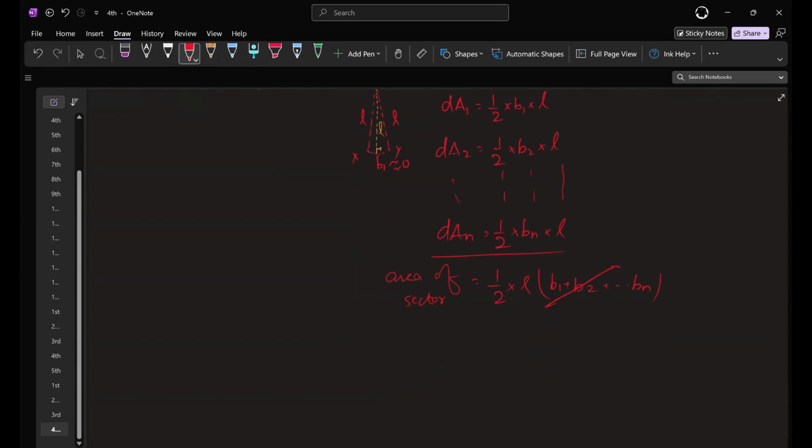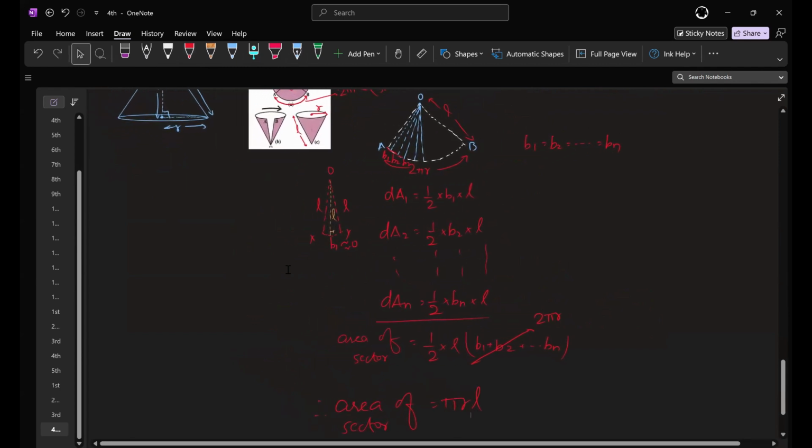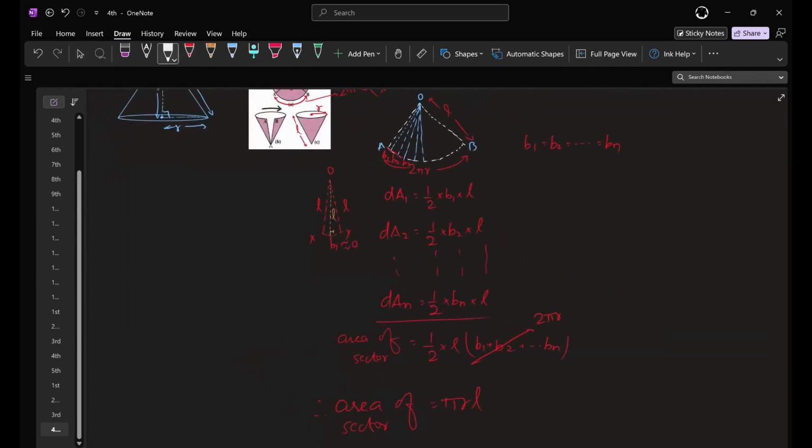Am I right? So it will be 2 pi r. B1 plus B2 up until Bn, it means B1 plus B2 plus B3 plus B4 up until Bn. All this whole length we are talking about is nothing but 2 pi r, the radius of the cone here, not the radius of this circle. It means this gives us area of sector is actually equal to what? Pi r L, right? It means the curved surface area formula for a cone is equal to pi r l.